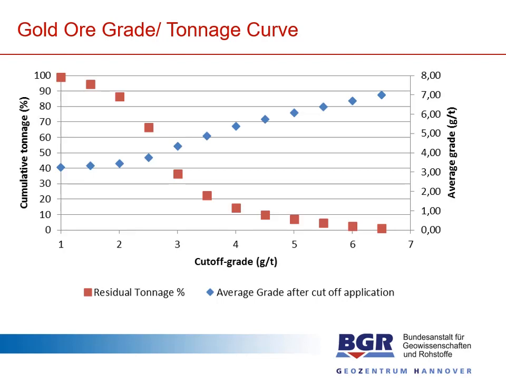So by increasing the cutoff grade, you also increase the average grade, but on the other hand, you will reduce the tonnage you can mine, and this is especially the case for the blocks where you have grades between 2 and 4 grams. So by increasing the cutoff grade, you will automatically decrease the tonnage of your deposit, and if you do it extensively, you will destroy your deposit and have a negative influence on the net present value, but we will come to that later on.